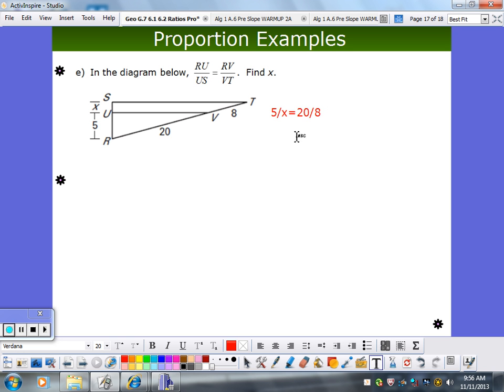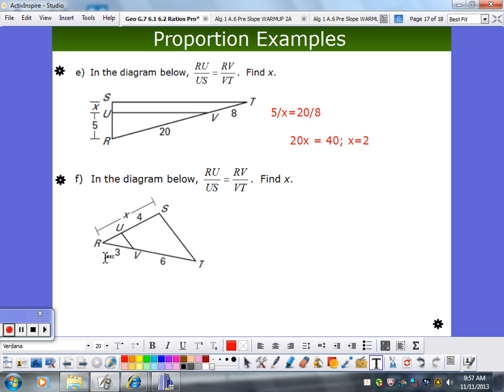So I'm getting 20x equals 40. So x equals 2. And I guess that's all I need to do here. It just said find x. These are ones where you really got to check what the question is. Sometimes they'll say find RS. So you need to really be careful what it's asking.